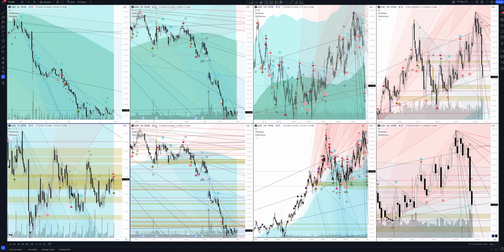Today we will take a look at JM Smucker stock. Let's analyze the market situation and find out how you can make money on it. Let's start.